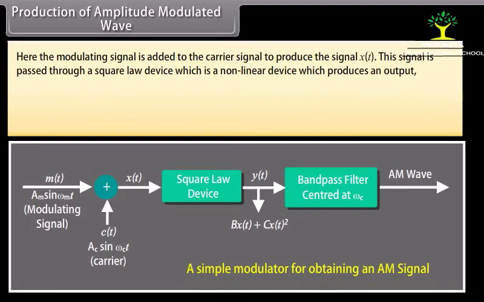Production of amplitude modulated wave. Here the modulating signal is added to the carrier signal to produce the signal x(t). This signal is passed through a square law device, which is a non-linear device which produces an output given by y(t) is equal to b x(t) plus c x²(t), where b and c are constants.